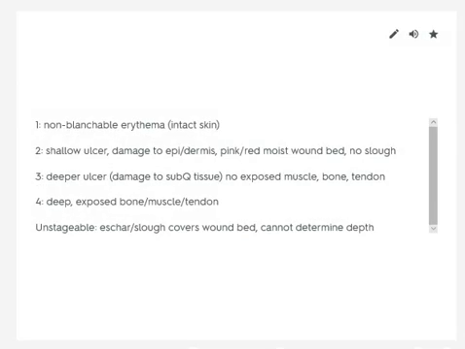Pressure injury staging. 1. Non-blanchable erythema. 2. Shallow ulcer, damage to epidermis, pink-red moist wound bed, no slough. 3. Deeper ulcer, no exposed muscle, bone, or tendon. 4. Deep, exposed bone, muscle, tendon. Unstageable: eschar or slough covers wound bed, cannot determine depth.